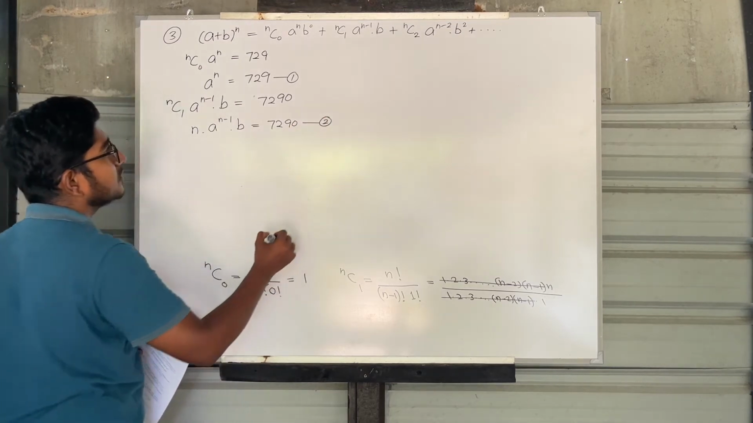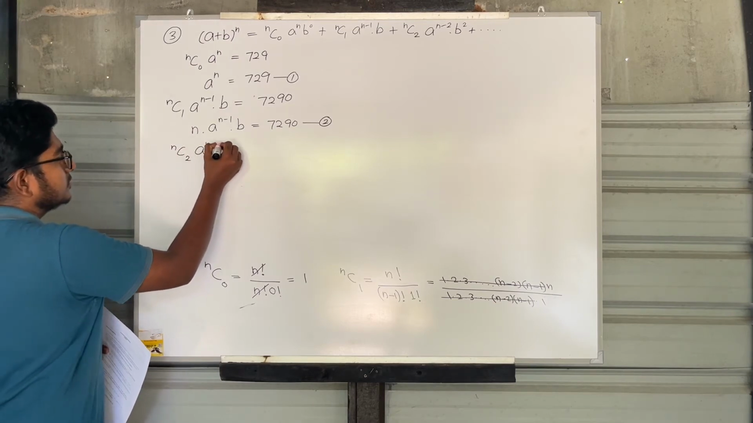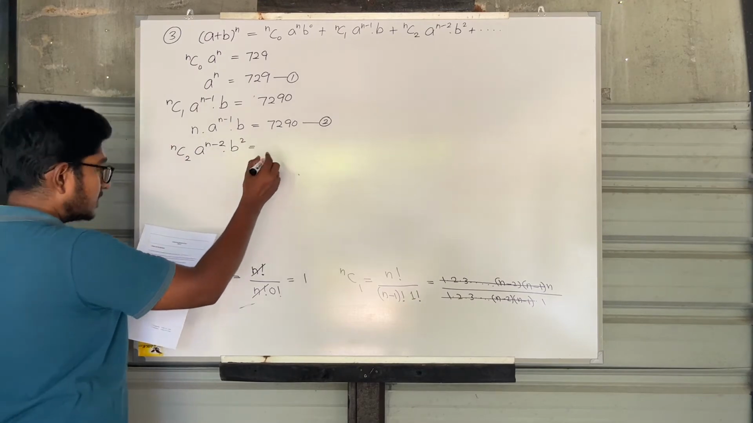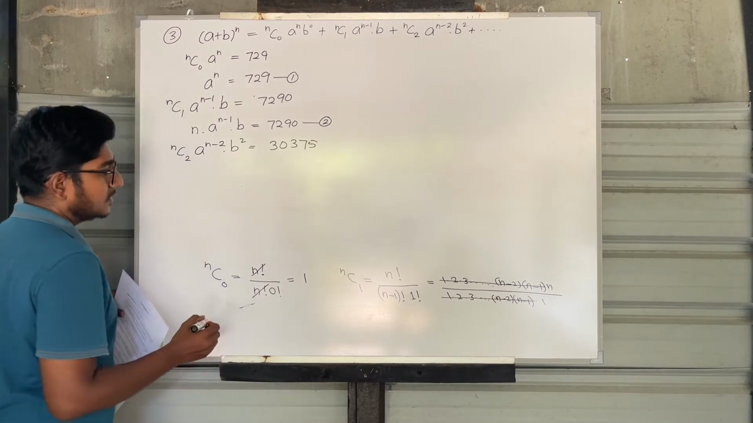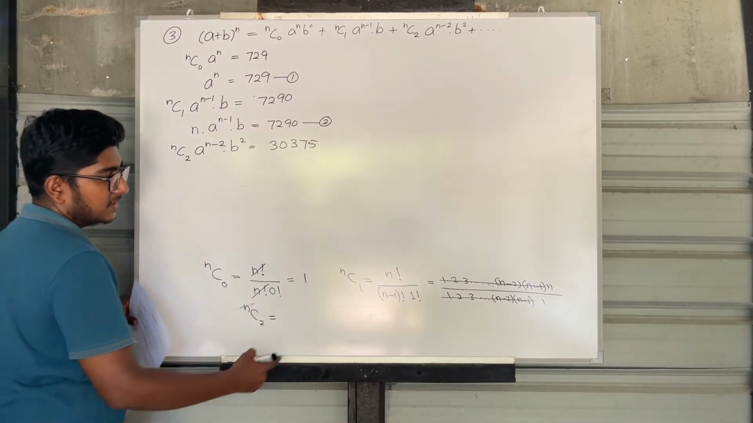That is second equation. Third term is nc2. That is given as 30,375. So what is nc2?